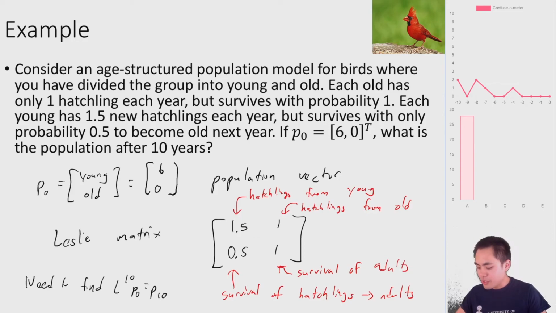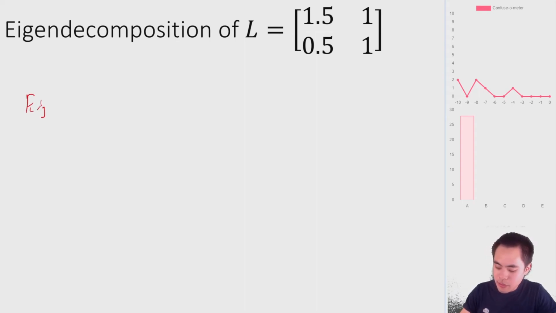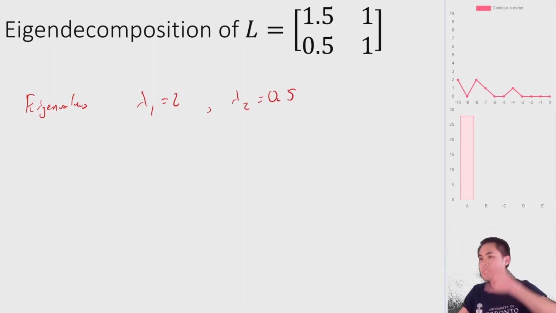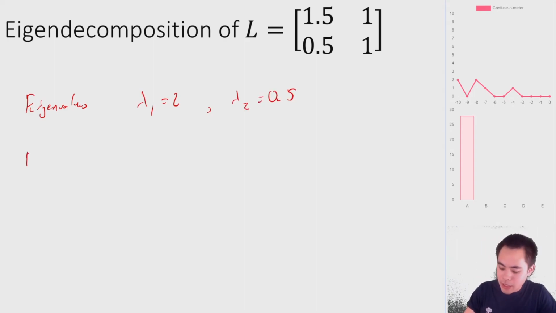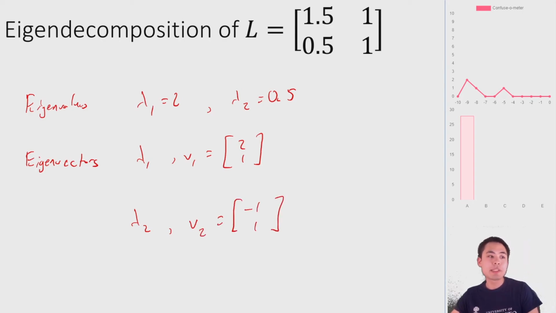The first thing we're going to do, which we did last time, so I'm going to do it pretty quickly, is we have to do an eigendecomposition of this matrix. For this matrix, you get eigenvalues lambda 1 is equal to 2, and lambda 2 is equal to 0.5. We did this in last week's notes, so I'm not going to repeat them. And you get eigenvectors: for lambda 1, v1 is equal to (2, 1), and for lambda 2, v2 is equal to (-1, 1). Okay, so this is just repeating the stuff we did last time.